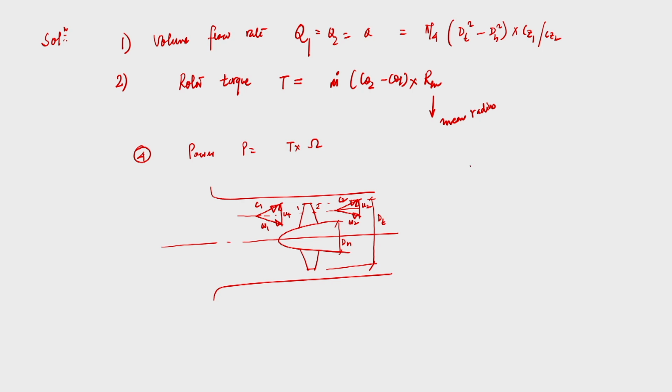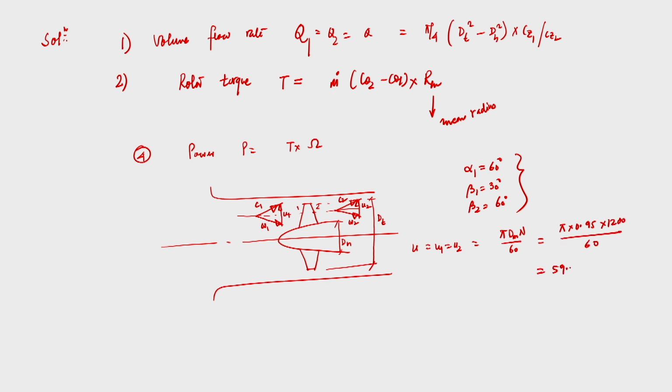What is given? The absolute flow angle alpha is equal to 60 degrees, beta 1 is equal to 30 degrees, beta 2 is equal to 60 degrees. So, these are given. U is equal to U1 is equal to U2 is equal to pi d m n by 60, because we have to consider the mean diameter. So, if we calculate, we will obtain pi into 0.95 into 1200 divided by 60, that is 59.7 meter per second. So, this is the blade speed.